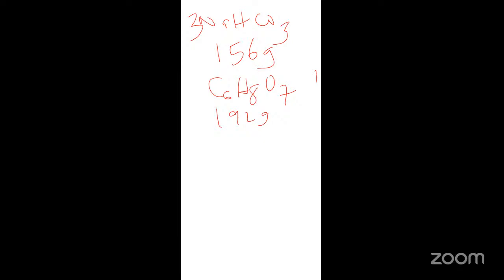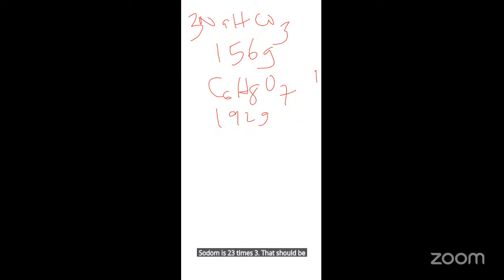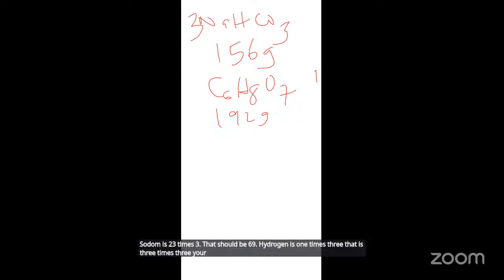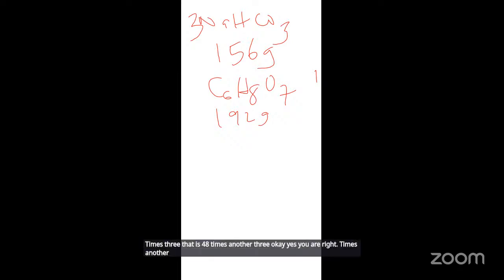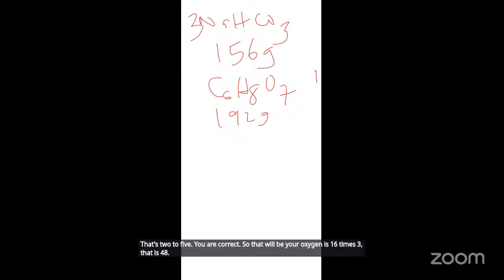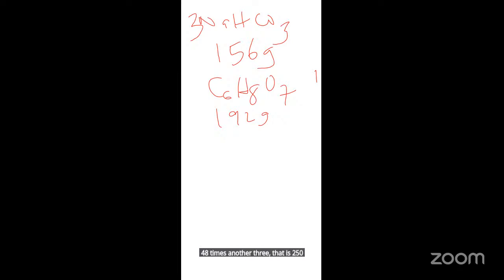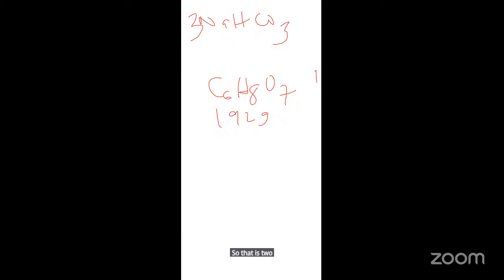Well, you can do that calculation. Sodium is 23 times 3, that should be 69. Hydrogen is 1 times 3, that is 3. Your carbon is 12 times 3, that is 36. Your oxygen is 16 times 3, that is 48, times another 3. Okay, yes, you are right, times another 3. Thank you very much. So your oxygen is 16 times 3, that is 48. 48 times another 3, that is 144. So that is 252. Thank you.